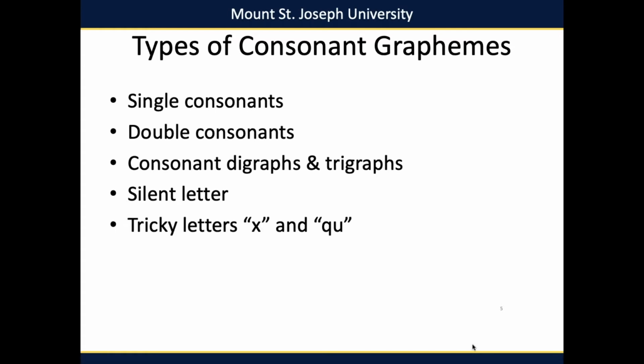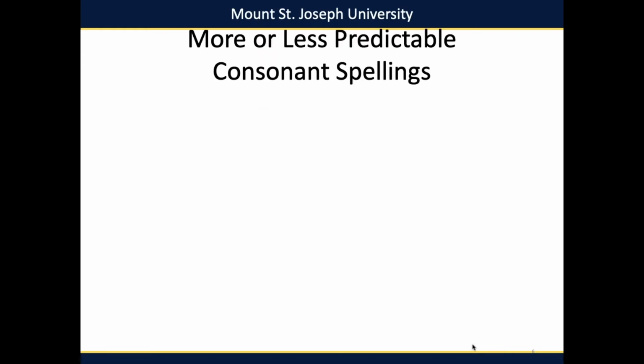Then there are a few tricky ones. The letter X typically stands for two sounds, /k/ and /s/. The letters QU stand for the two phonemes, /k/ and /w/. Some sound spellings are always predictable, such as the letter P representing the /p/ sound.